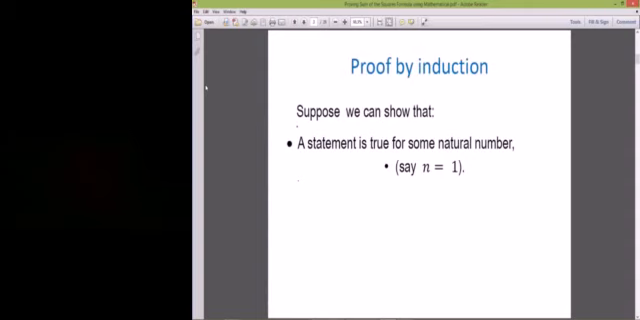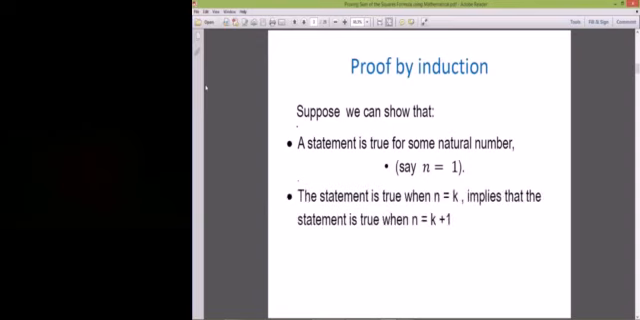To prove a statement involving natural numbers by induction, we have to establish first the base step. Here, we have to prove that the statement is true for some natural number, say n equal to 1. Next, we have the inductive step.